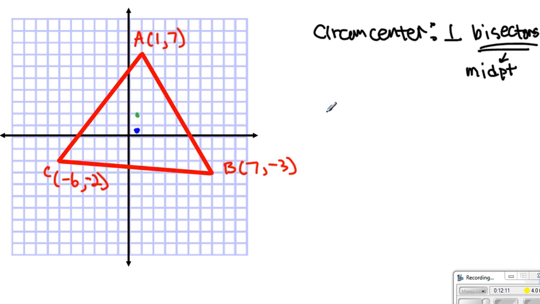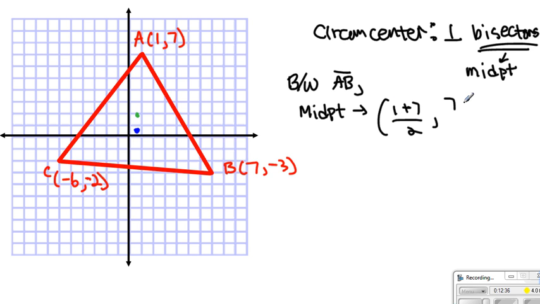Then let's try to look at the perpendicular bisector between AB. First we need to find the midpoint. The midpoint is rather easy to find because you just get the average of the x and y values. So we're going to have 1 plus 7 over 2, and the y values are 7 plus negative 3 over 2, which is equal to 4, comma 2. That will be the midpoint. So we're looking at this point right over here.